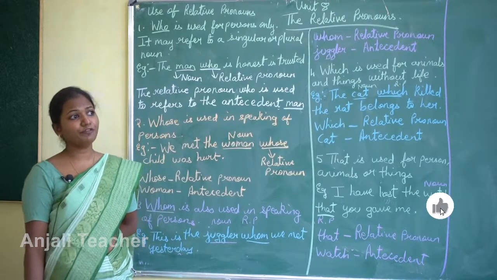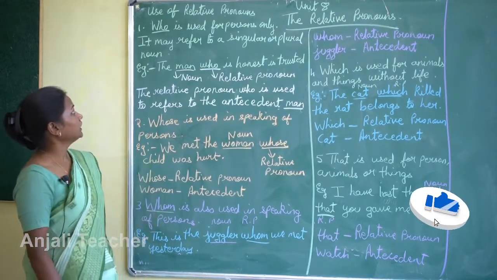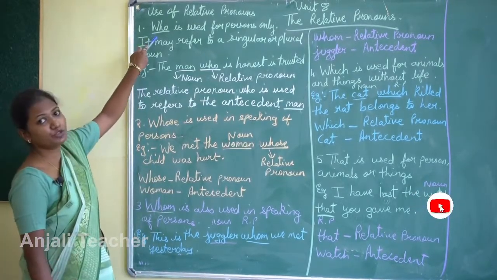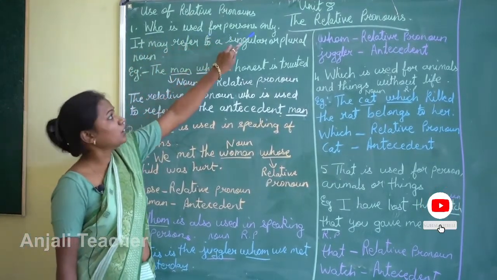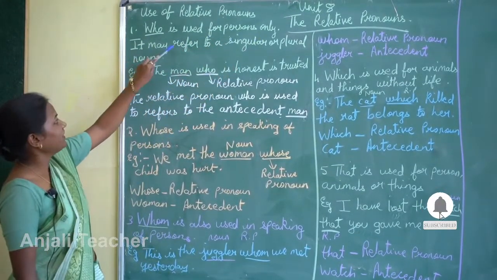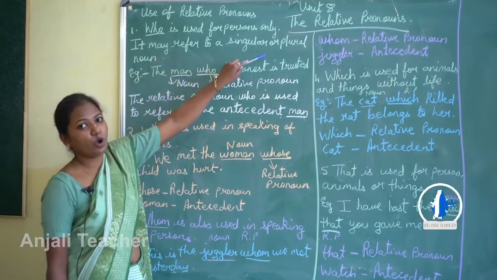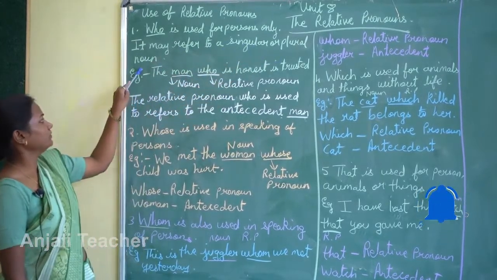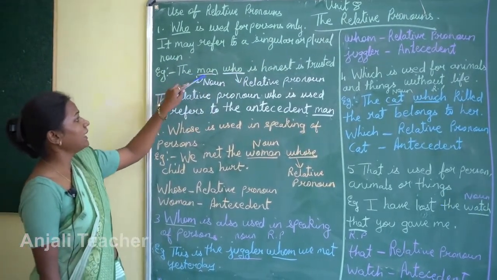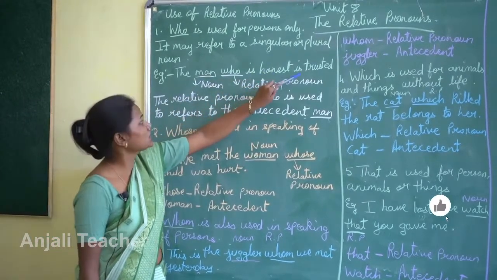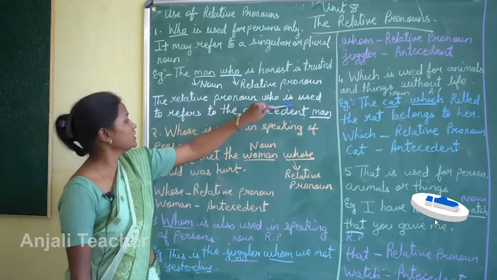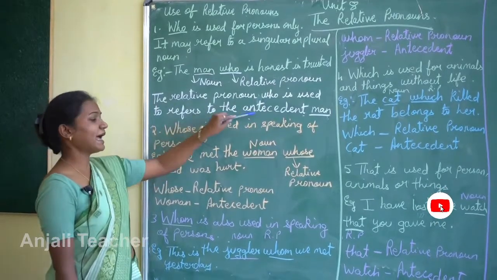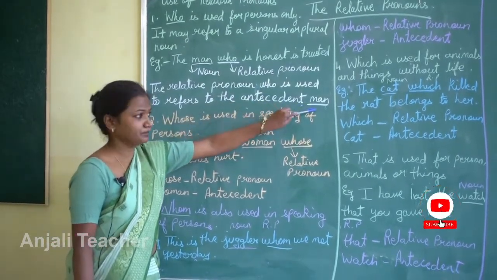Now the use of relative pronouns. See the first one, the use of who. Who is used for persons only. It may refer to a singular or plural noun. See the example. The man who is honest is trusted. Here the relative pronoun who is used to refer to the antecedent man.